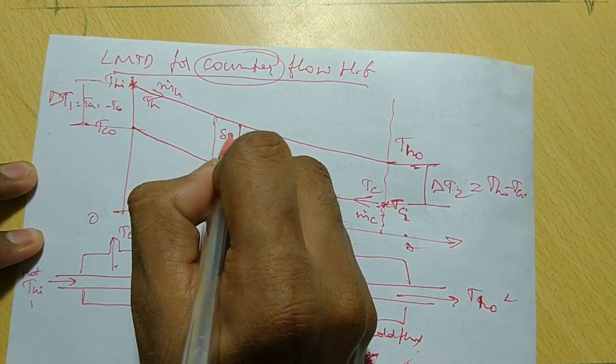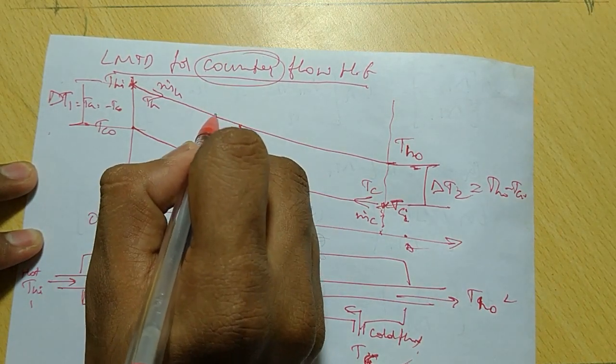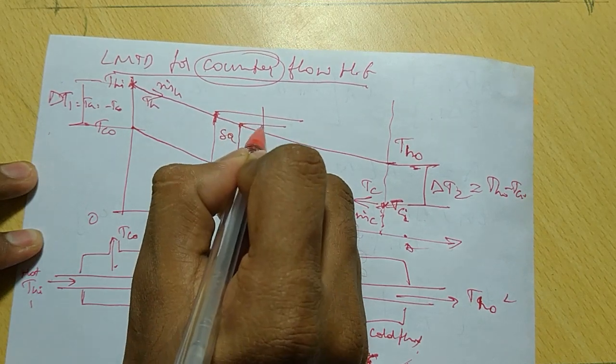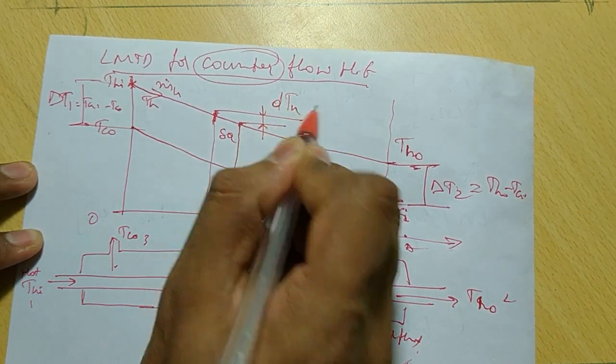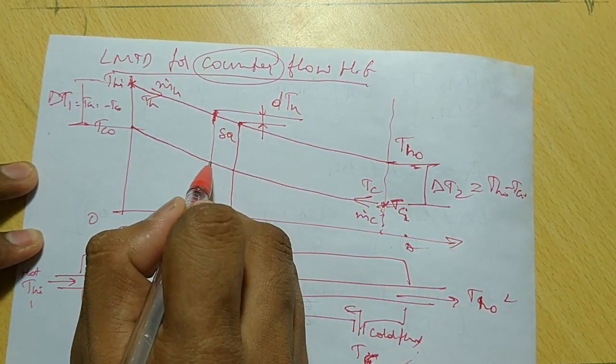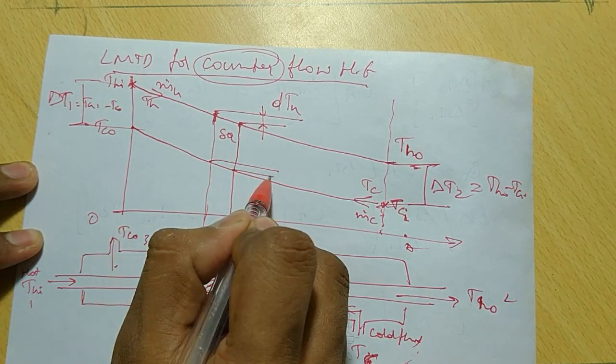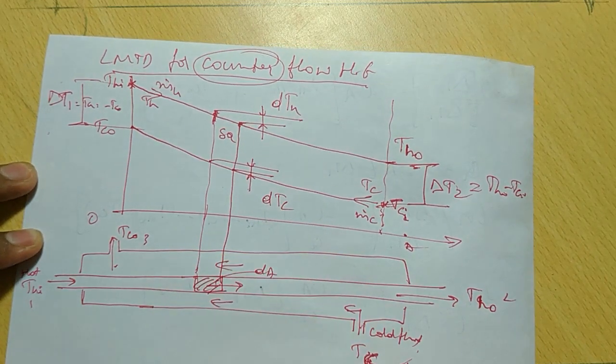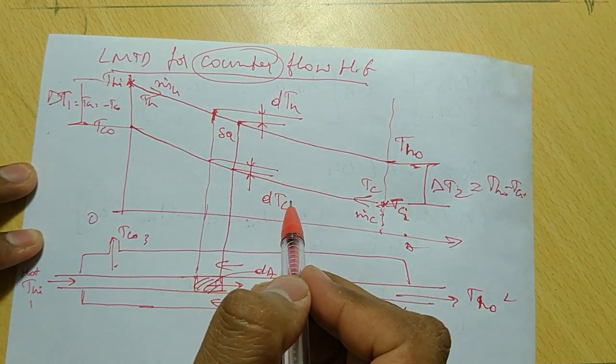That is what? Delta Q. Now, this difference is what? DTH. This difference is DTH, and this difference is DTC.